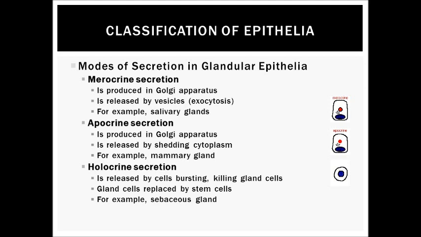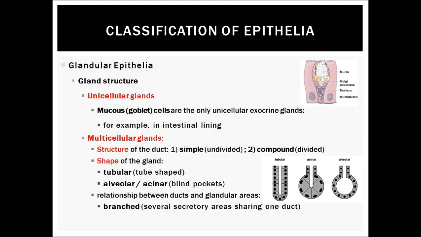For merocrine secretion, it is released by vesicles or exocytosis. For apocrine secretion, it is released by shedding the cytoplasm. For holocrine secretion, it is released by cells bursting. The glandular epithelia is classified according to the gland structure, which are unicellular and multicellular. For unicellular, meaning a single cell gland, the example is the goblet cell.